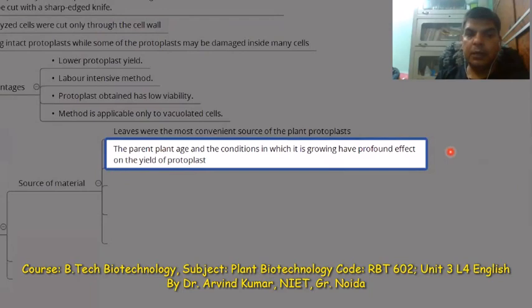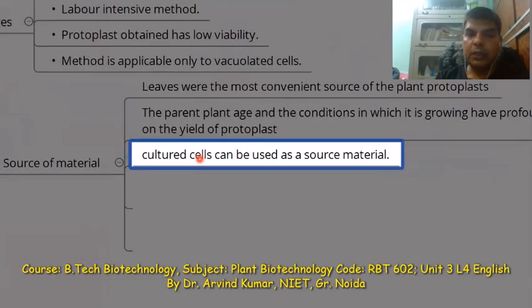The parent plant age and the conditions in which it is growing have a profound effect on the yield of protoplast. So you should remember that conditions like plant age and the environment in which we are growing it also affect the yield of protoplast. Cultured cells can be used as a source material. If you already have some plants in culture and are experimenting with protoplast isolation, we can experiment on them. It is better to use the cultured material because the protoplast yield will be better compared to other field material.